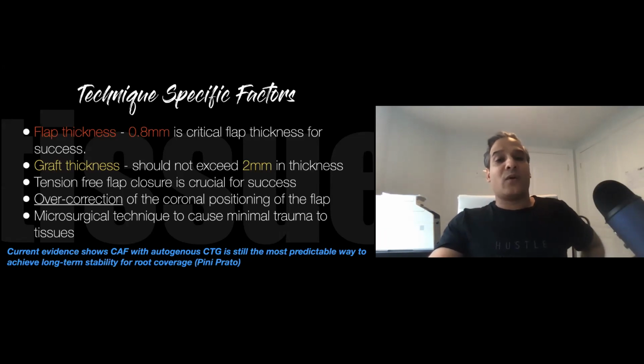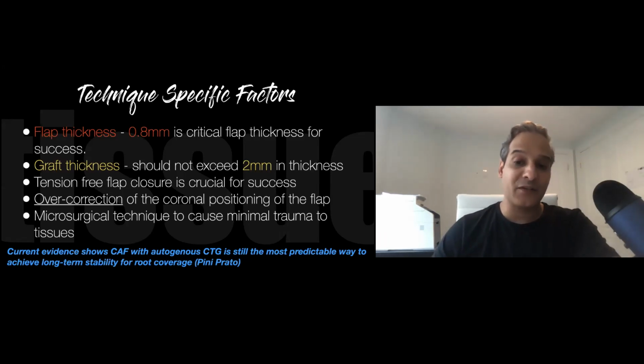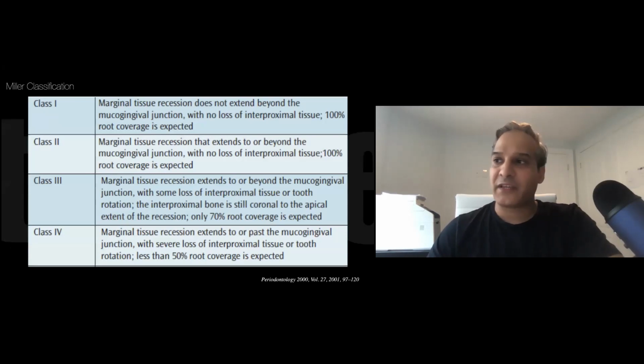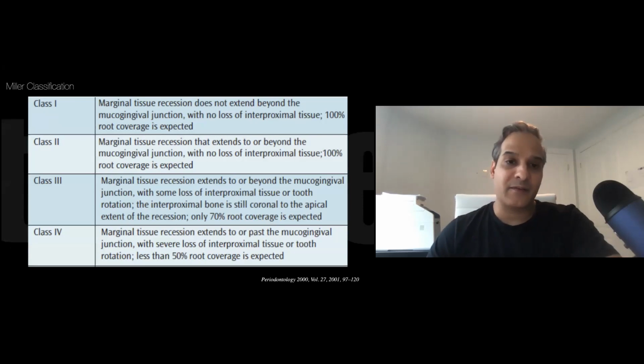And right now, what we know is that a clinically advanced flap with autogenous or palatal connective tissue is the most predictable and most long-term stable way to gain root coverage. So let's look at classifications. When I look at a case and it comes into the office and they've been referred for root coverage or for recession, I look at the tooth and the site and we sort of mentally classify which class it is.